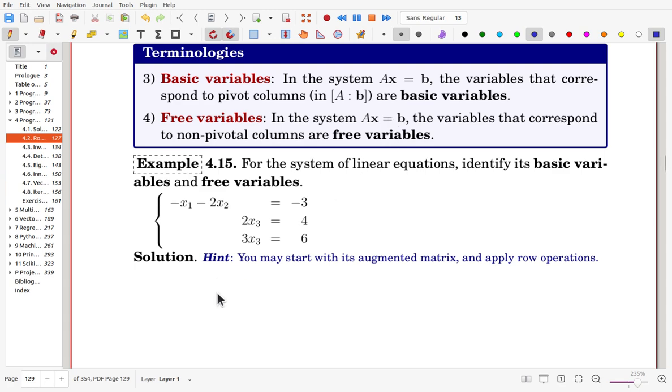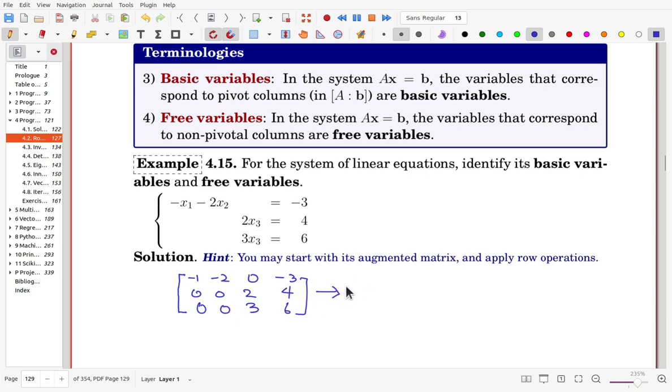Okay, so let's begin with the augmented matrix for the system: -1, -2, and the third one is 0. For the matrix, 0, 0, 2, and 0, 0, 3. These are the coefficients, and this whole thing is the coefficient matrix. And the right hand side: -3, 4, and 6. Okay, that is the augmented matrix.